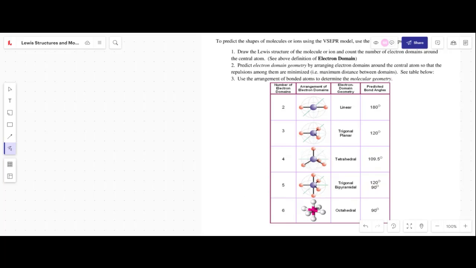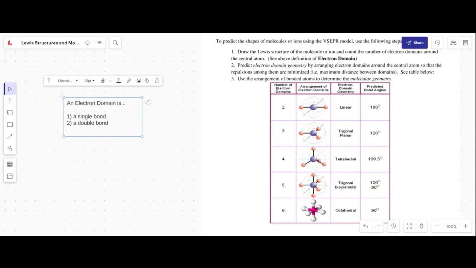So what is an electron domain? Well, an electron domain can either be a single bond, a double bond, a triple bond, or a lone pair of electrons.